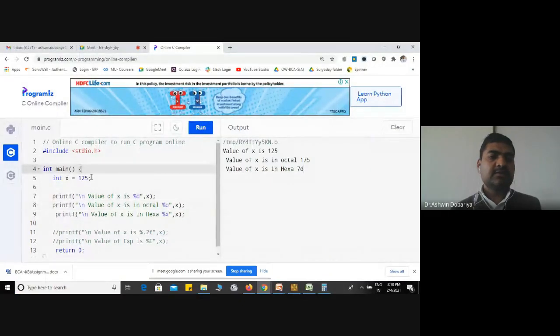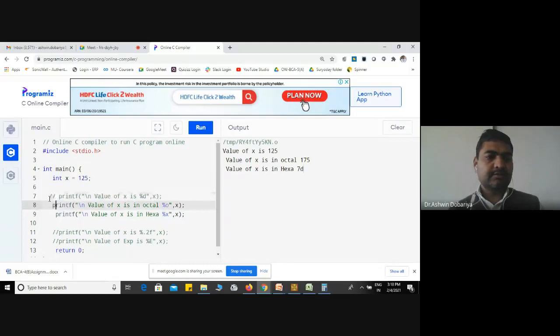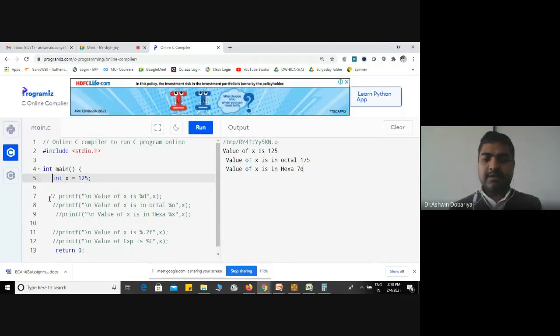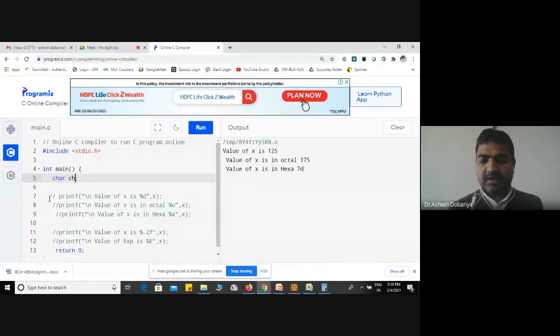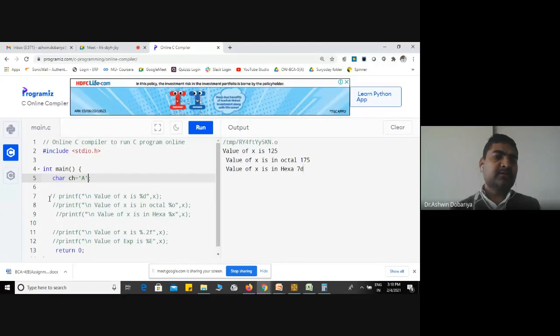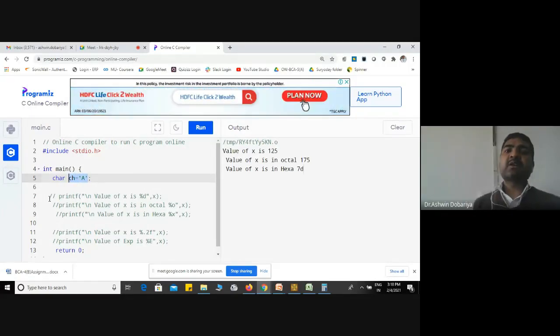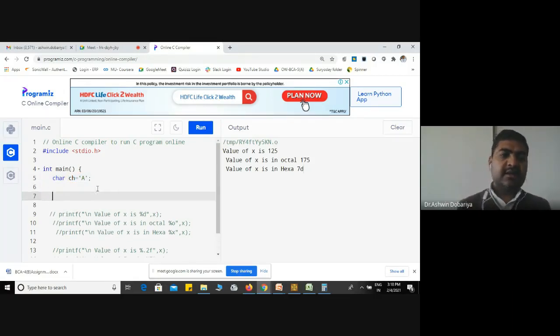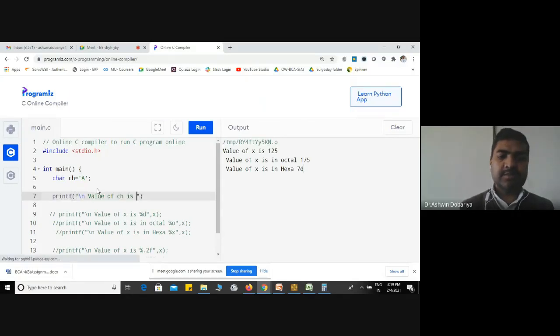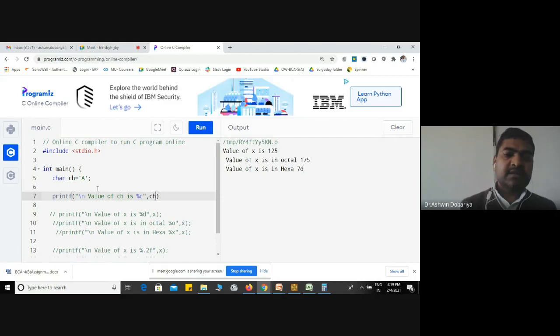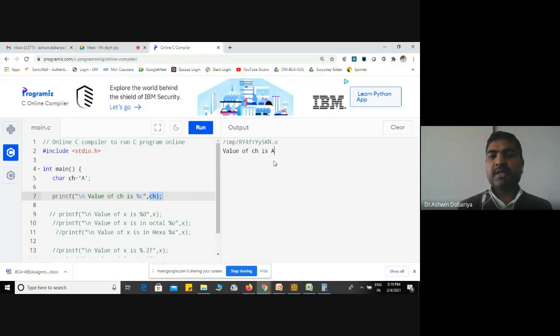Suppose here in this program, let's make a comment of all, and if I want to store a character ch, only one character, then I have to mention, I think we already learned in the character constant, right? So we simply use a single quotation and the character, and if you print this character, then we use printf, value of ch is %c, comma ch. And what is the output of this program right now? What is the value of ch variable? A. So it will display A as it is.